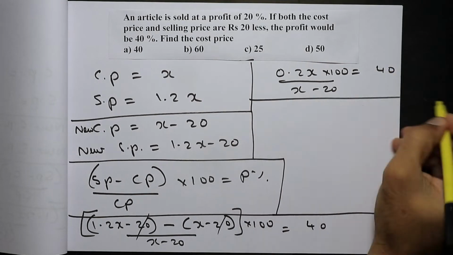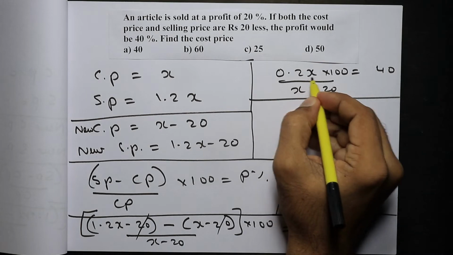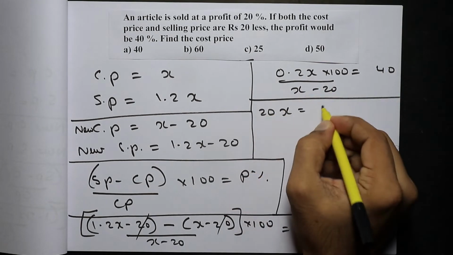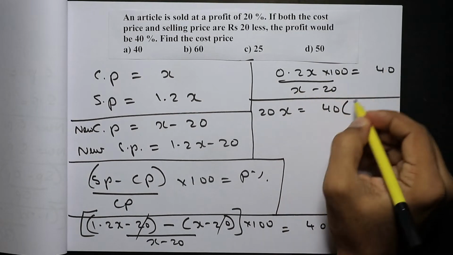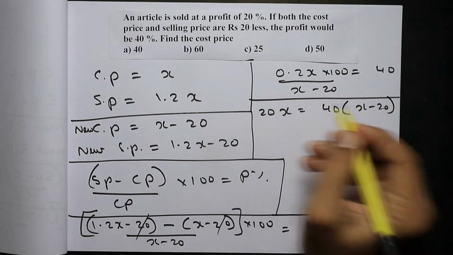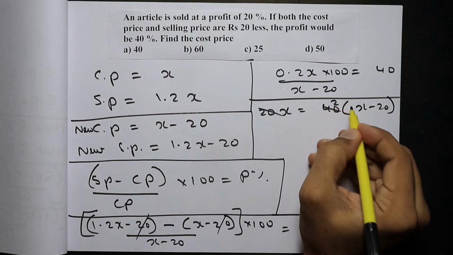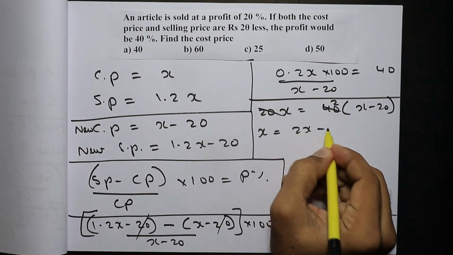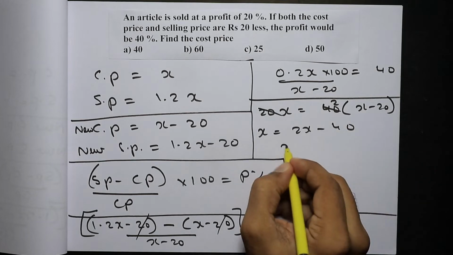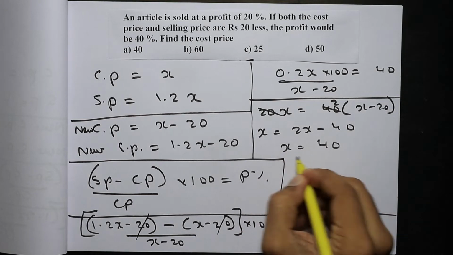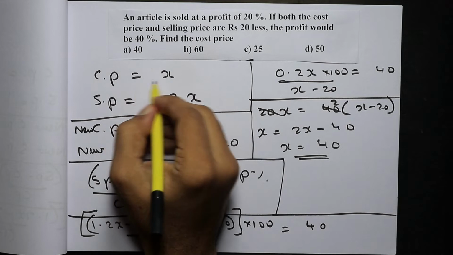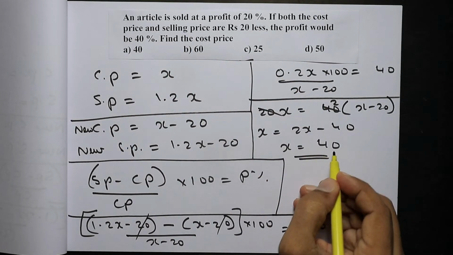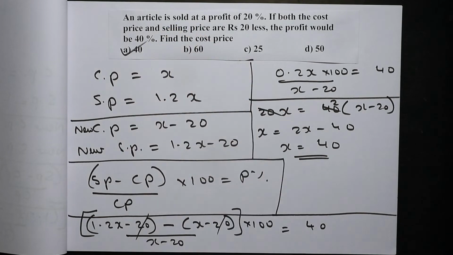So we just need to solve this equation. 0.2x into 100 gives you 20x. So 20x is equal to 40 into this x minus 20. Here 20 divides 2 times. So you get x is equal to 2x minus 40, or x you will get as 40. Now x is the original cost price. So the cost price is rupees 40. That is option A.